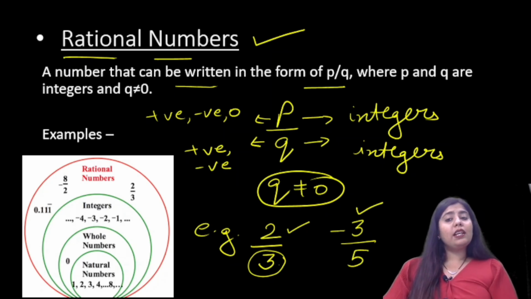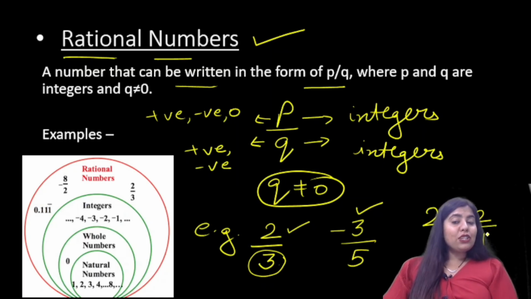Next, if I say that we have a number 2, then 2 is equal to 2 upon 1. We know this already. So if we can write 2 as 2 by 1, then it shows that it is of the form P by Q, where P and Q are integers and Q is not equal to 0. So 2 is also a rational number.